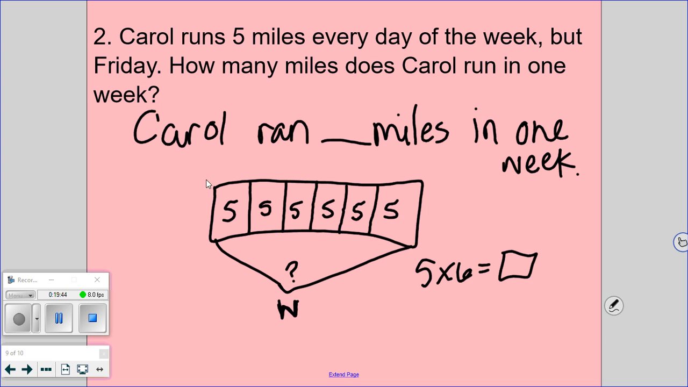Ashley, you want to try and write a division equation? 6 box, good, divided by 6 equals 5.